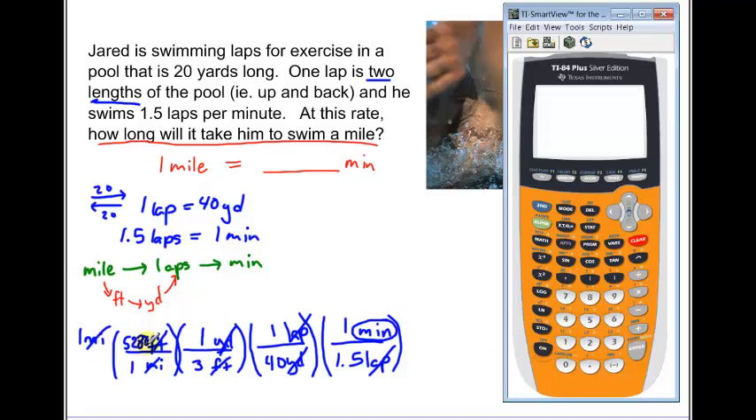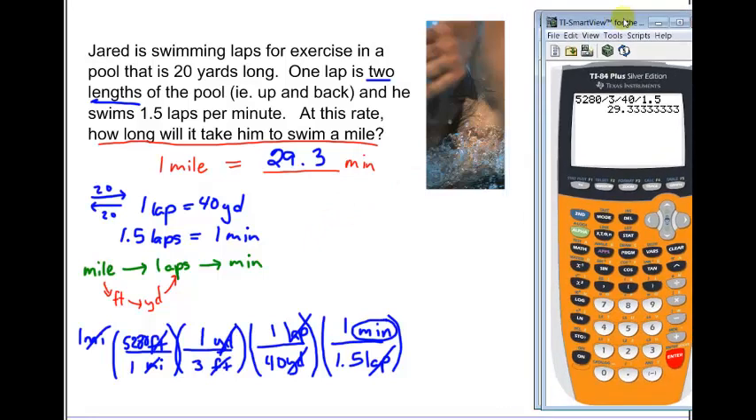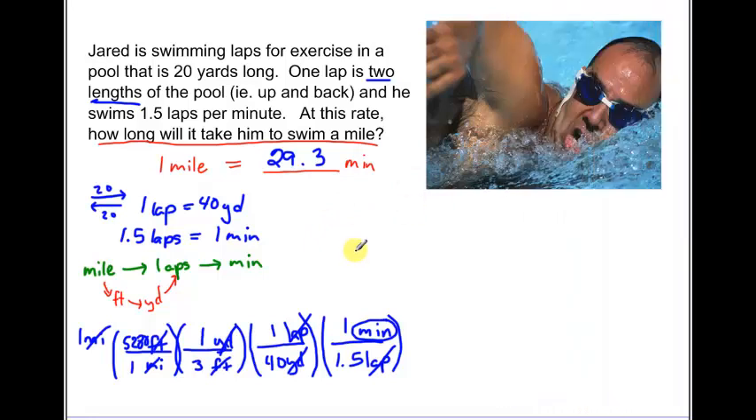Okay, so 1 mile. Looks like the only thing I have on the top is that 5280. So let's put that in there and divide it by everything we see on the bottom. The 3 and the 40. Divide it by the 40, and also divide it by the 1.5 on the laps. Okay, and we've got a final answer, about 29.3, just over 29 minutes. Let's put in 29.3 minutes. And there's our answer. All right, now these can be a little tricky, as evidenced by this next video.